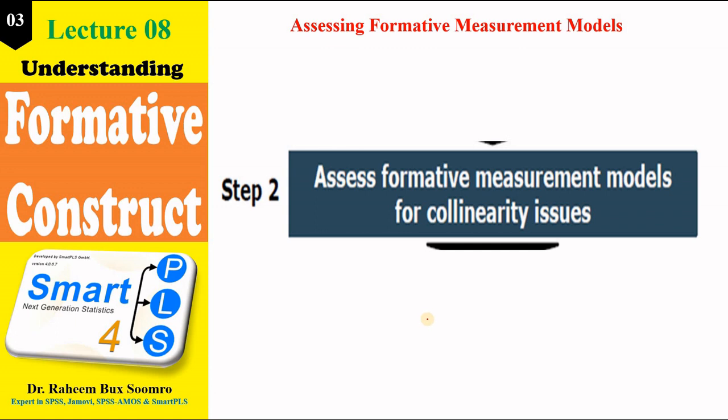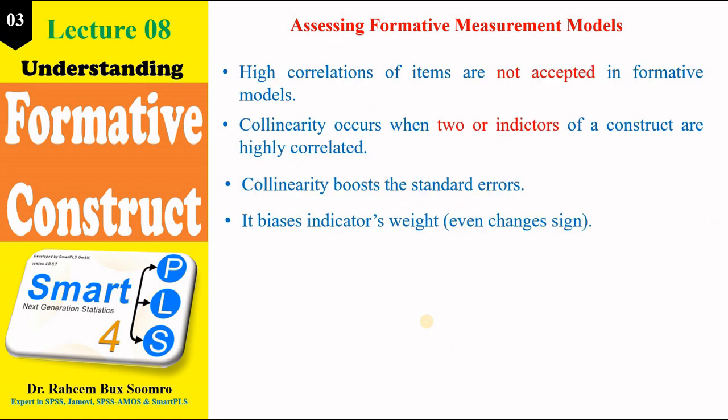Next, assess the formative measurement model for quality, because quality is a very big issue. In order to check the quality, different tests have been introduced by statisticians to assess the level of quality, because quality is always a big issue with your data. High correlations among items are not accepted in the formative model, whereas high correlations among items are permitted in the reflective measurement model. Collinearity occurs when two or more indicators of the same construct are highly correlated. Highly correlated means that the correlation is at least more than 0.7 or 0.8.